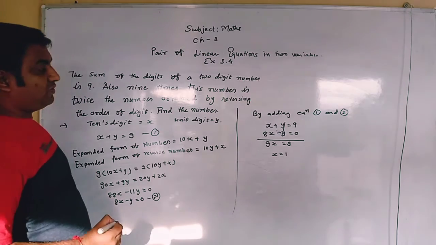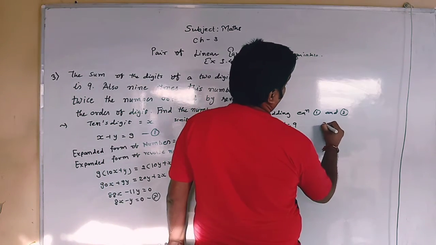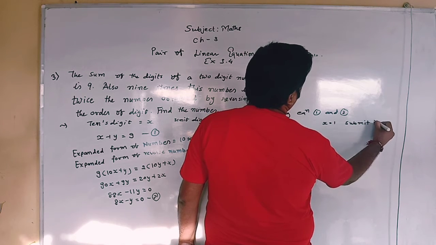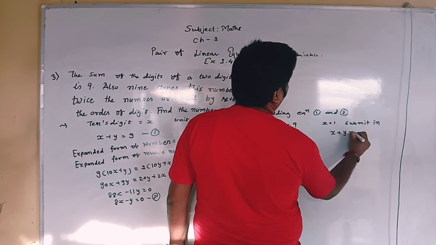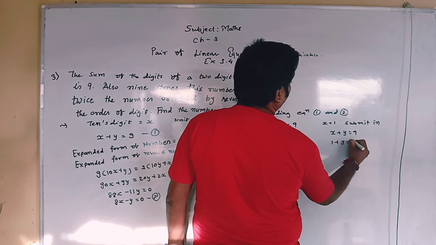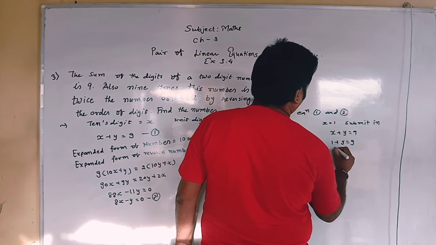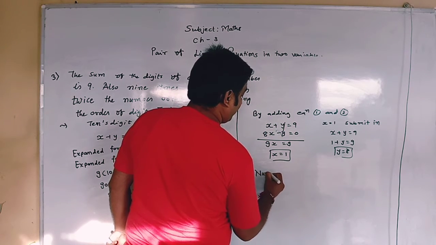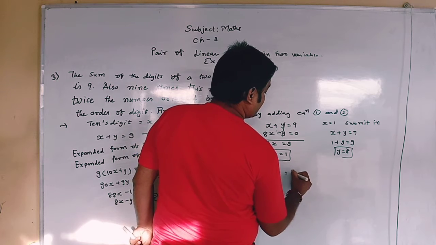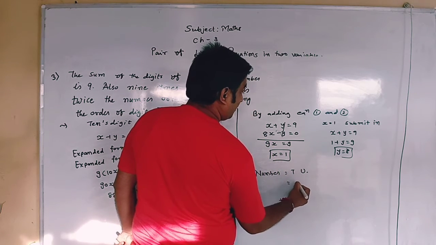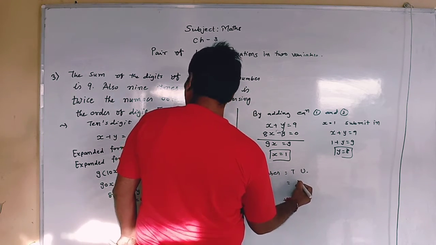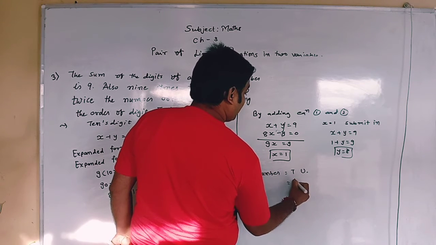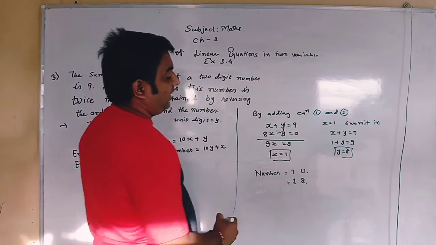Now x equals 1. Substitute in x + y = 9. So 1 + y = 9, so y equals 8. And so the number: we know that we write tens digit and unit digit. So unit digit is y and tens digit is x. So 1, 8, 18. 18 is the number.